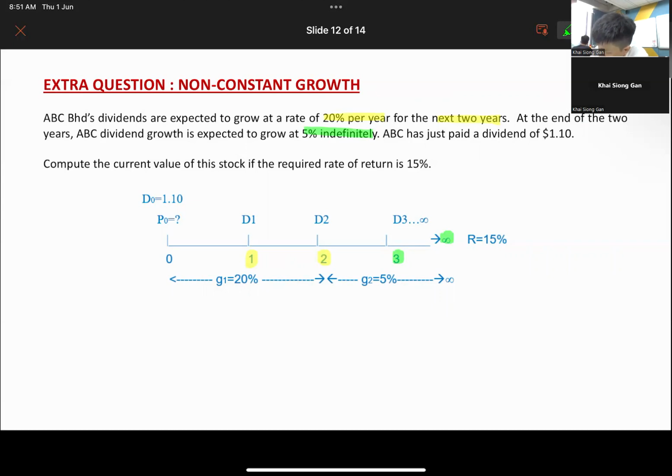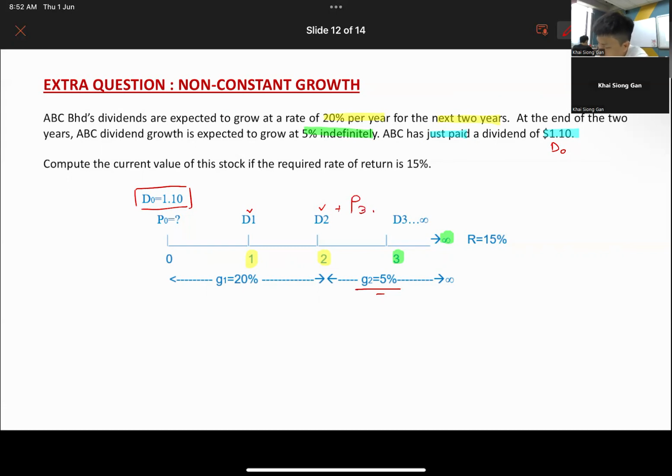ABC has just paid 1.1, has just paid. So what is this? This is my D0. So I got D0, surely I can calculate my D1 later on already. So therefore, now I have to calculate my D1, D2, okay? And then after D2, what happened is D3 onwards, it will be the same, because it grows at the same constant growth rate. So therefore, I can later on calculate the price from the year 3 onwards first.